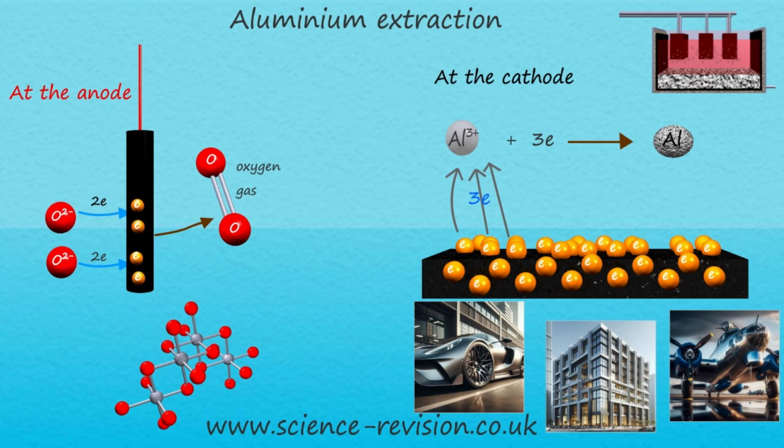Hi, in this video we will look at the common uses and properties of aluminium metal and explore in detail how aluminium is extracted from its ore bauxite. Now, to get the most from this video, you should have a good understanding of how electrolysis works.